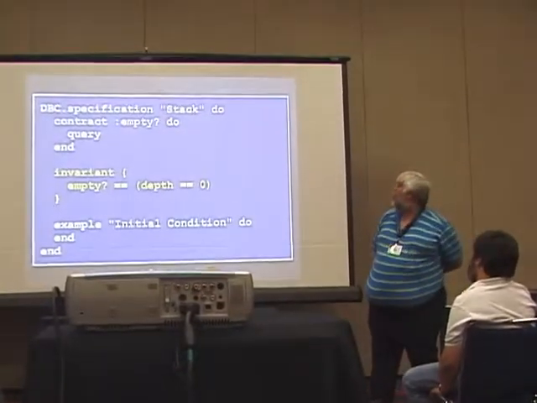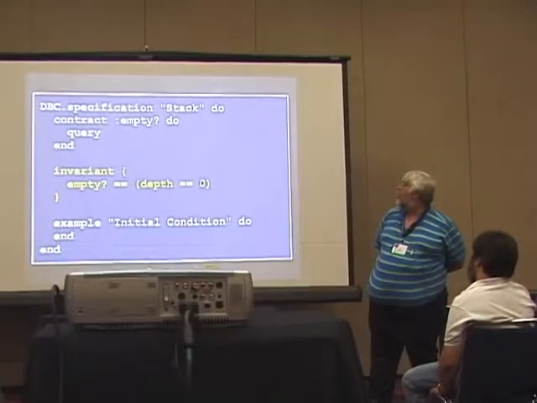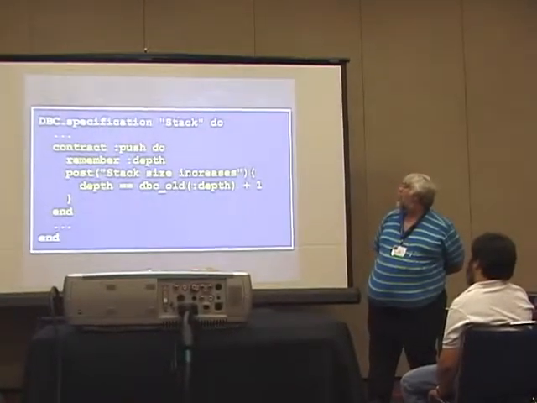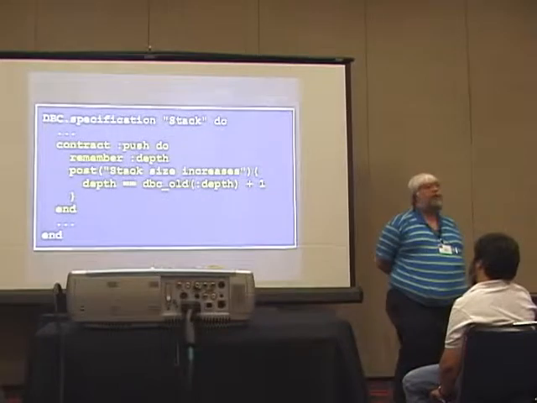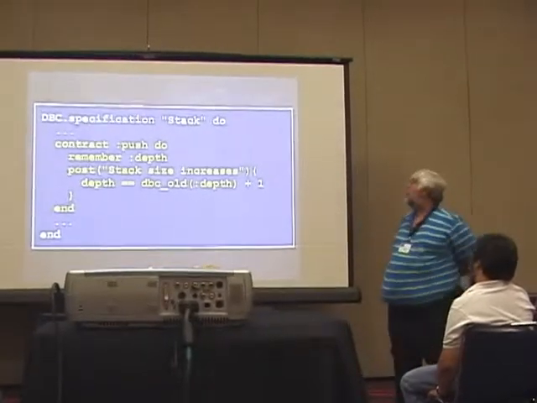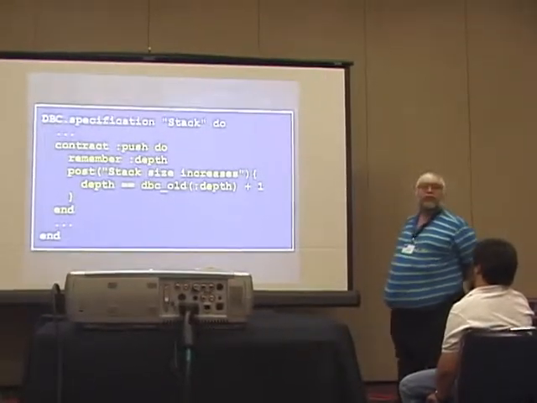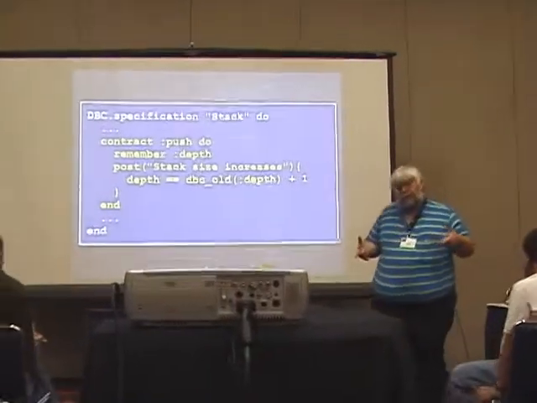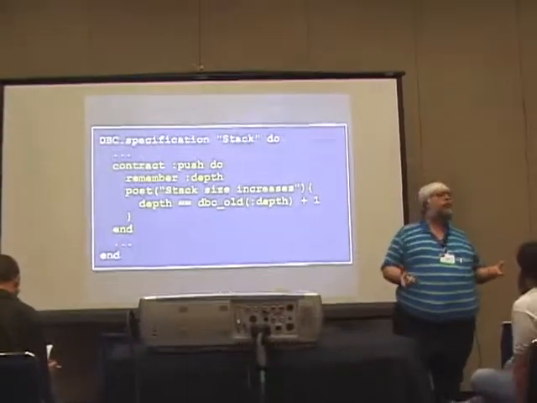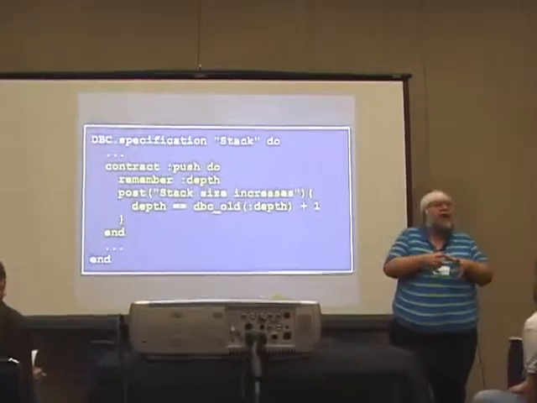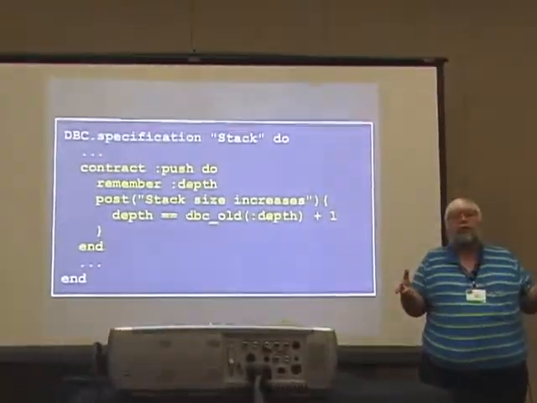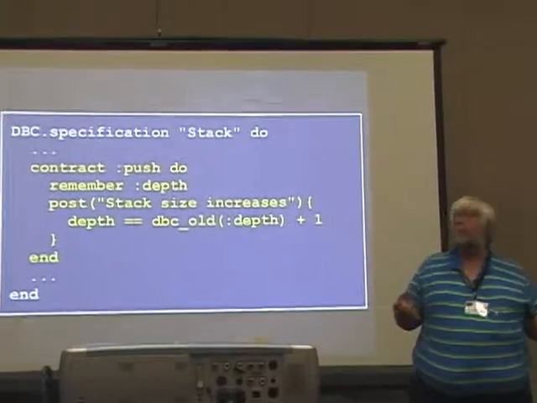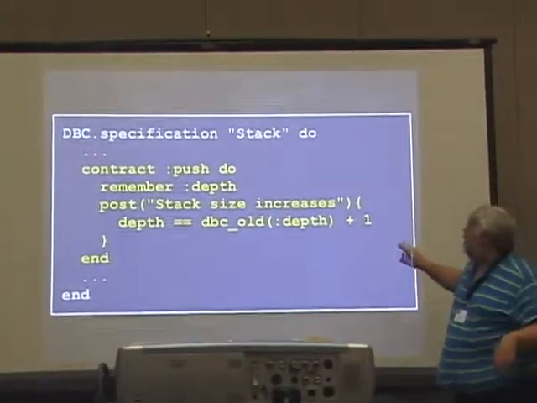Red again, okay. We have the invariant. Now let's add a contract for push. Let's get push next. Its post condition is called stack size to increase. When I call push on a stack, one of the things that should be true after push is done is the size of the stack is 1 larger than what it was before. So we capture that like this.